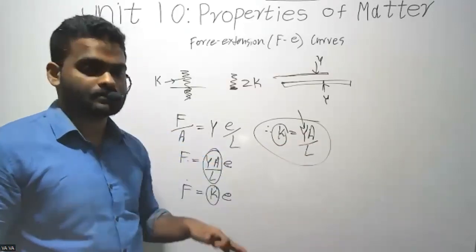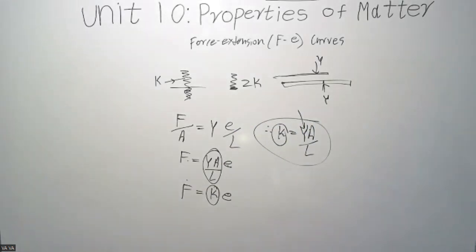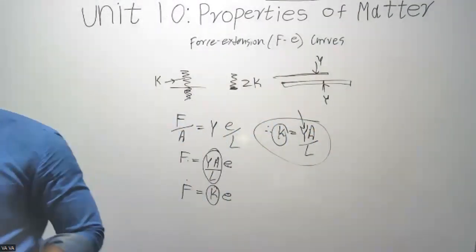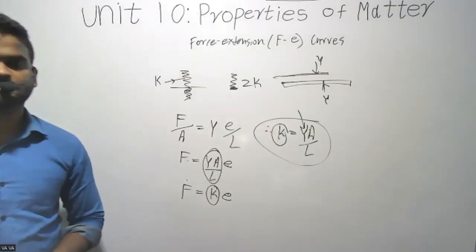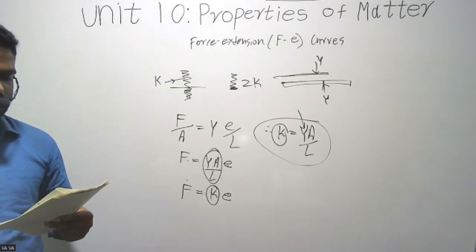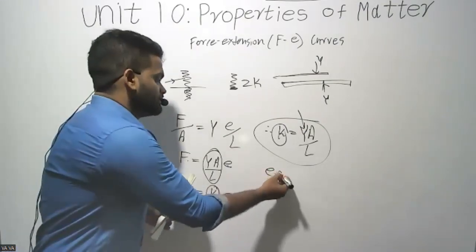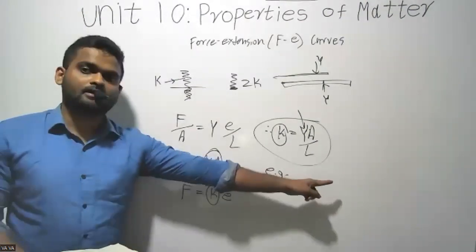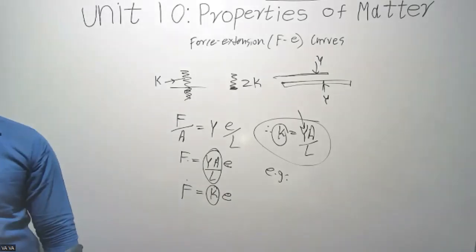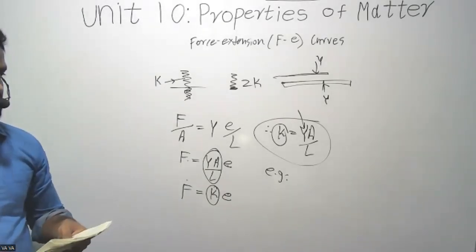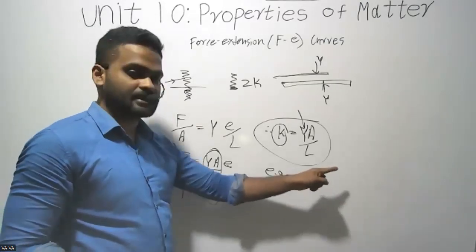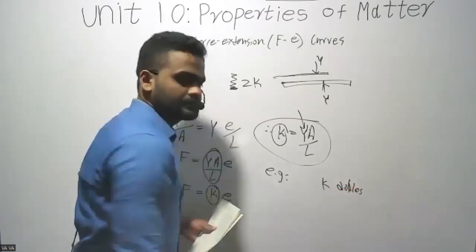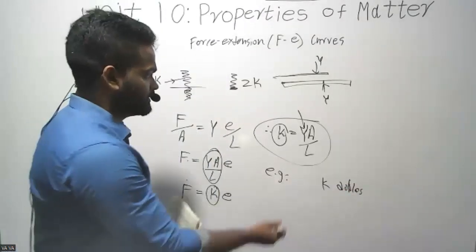Then below that, write down: by changing the dimensions of a wire, K can be changed simply. Example, when a wire is cut in half, K doubles. Right? See that?